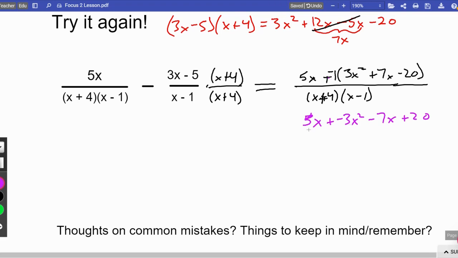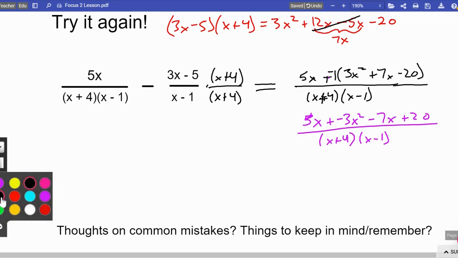So in any event, we can add all these like terms still. I still have the same stuff on the bottom for right now, x plus 4, x minus 1. We should FOIL that when we get a second. The top will look like this. Like terms, we see that negative 3x squared, there are no other x squareds. So we're just going to have negative 3x squared on top.